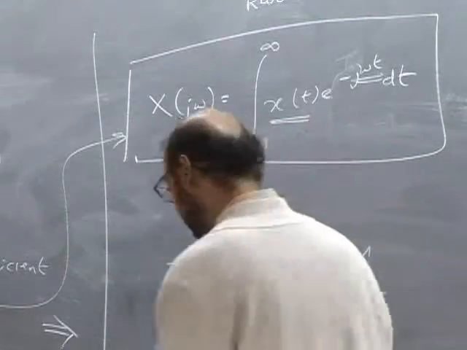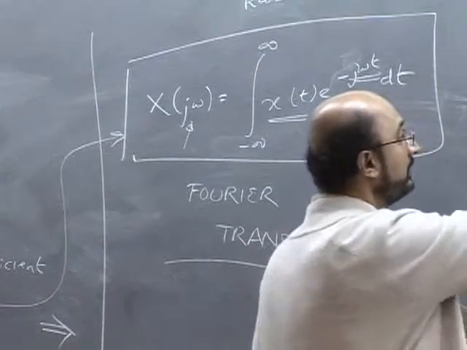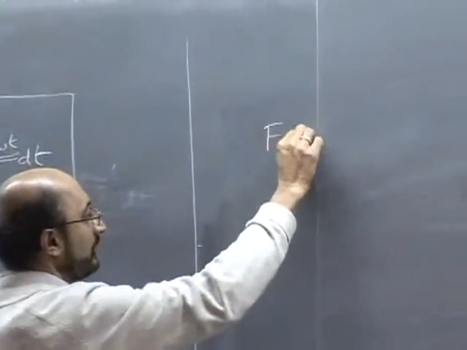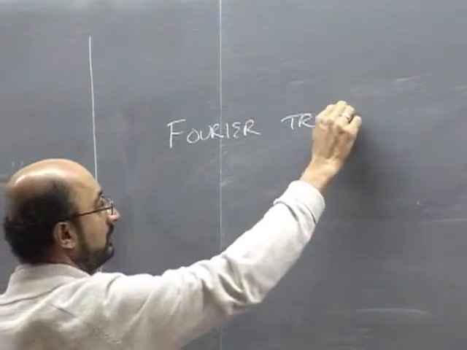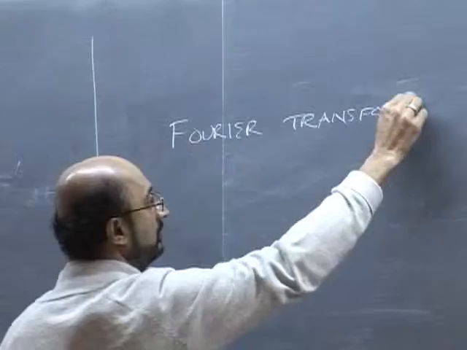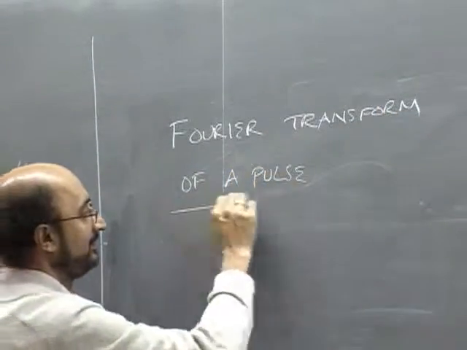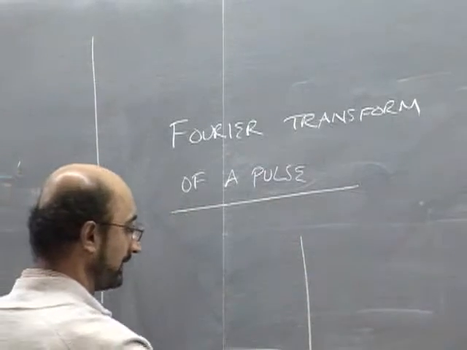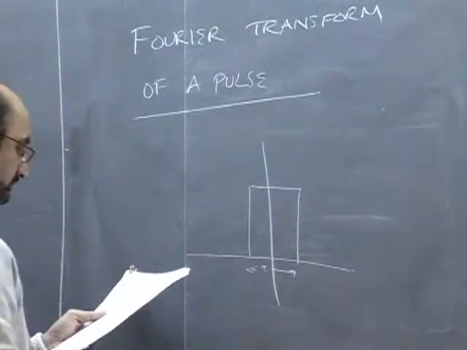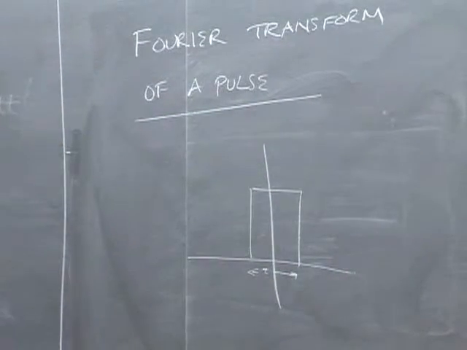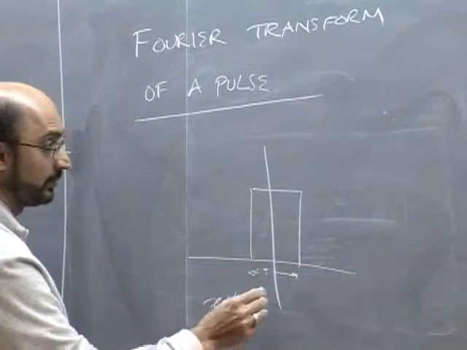Okay, so now let's use this form and essentially plug and chug, and we'll do some examples. So let's do the Fourier transform of a pulse, because this is sort of the easiest case. So we have a pulse, and let's say it's centered at 0 and it has a width of tau. That's the pulse, that's x(t). And we ask, what is X(j omega)?